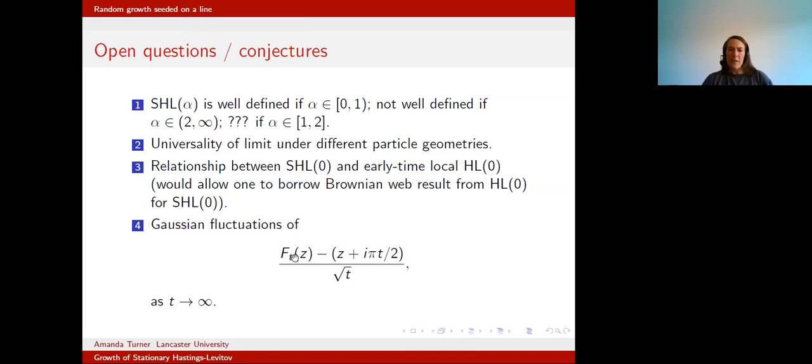And then lastly, thinking about Vittorio Silvestri's proof on Gaussian fluctuations for true Hastings-Levitov, we would expect to have Gaussian fluctuations for a quantity of this form. So again, can we prove that? Okay, so I think I'll stop there.